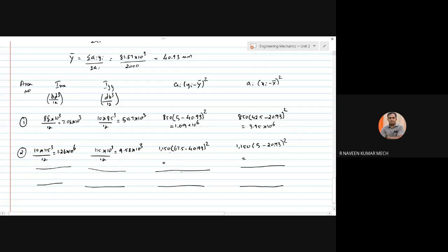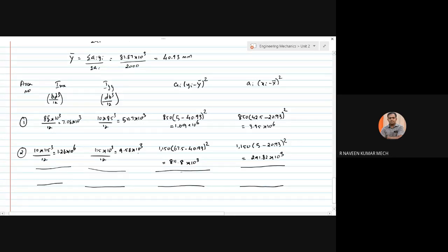Okay, this part, 1150 into 67.5 minus 40.93, that is 811.8 into 10 to the power 3. Similarly, we get the value 291.2 into 10 to the power 3.